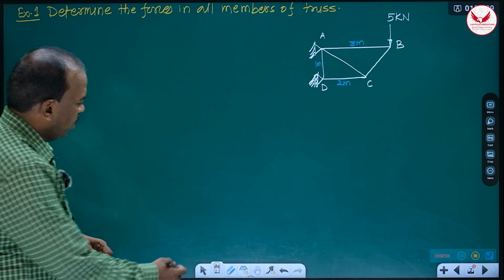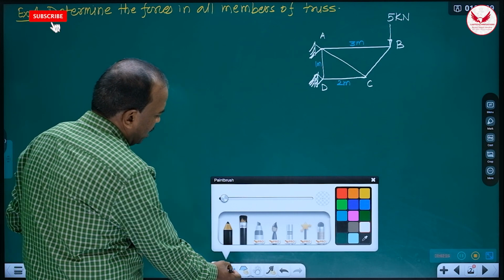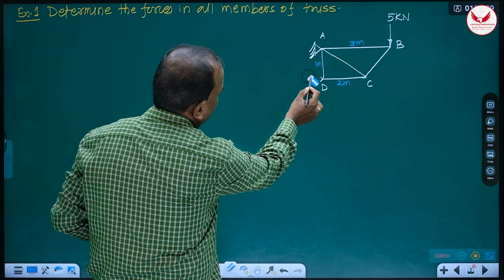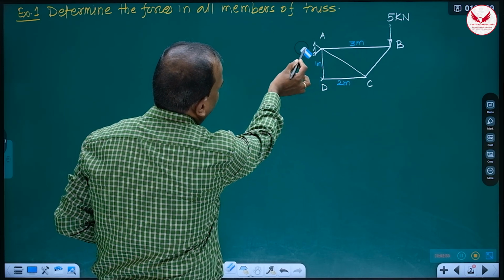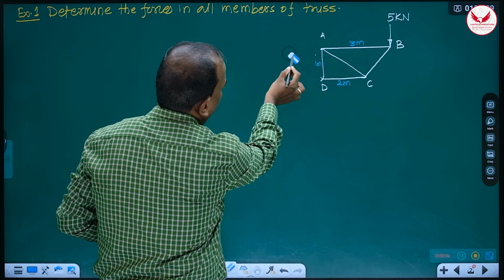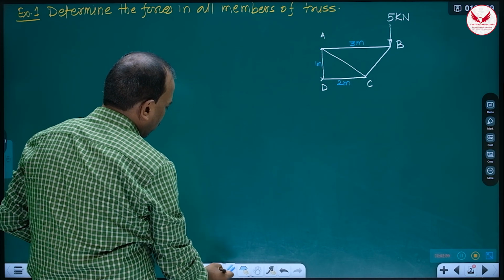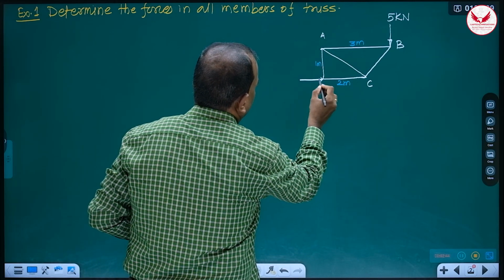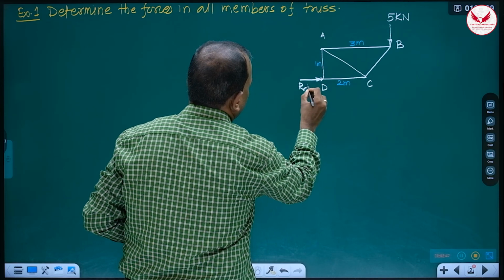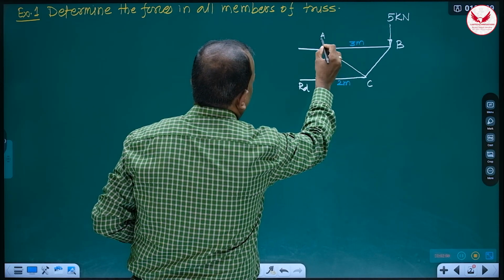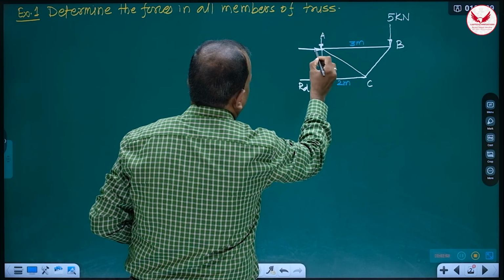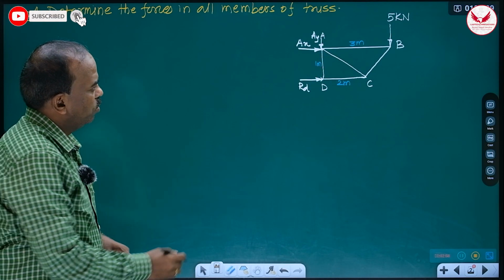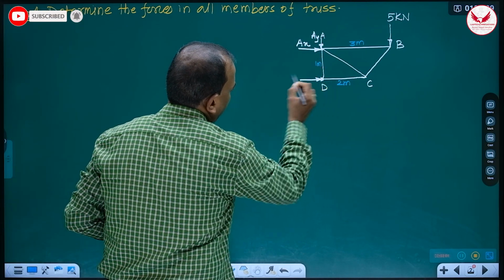Very first step, draw the free body diagram. And free body diagram means what? Replace these supports. So this is one support, we have to replace it by one reaction, and this is the other support, we have to replace by two reactions. How will I replace this? That was the roller support, so a single reaction RD, and this is the hinge support. Here there will be two reactions AX and AY. So this is the free body diagram.